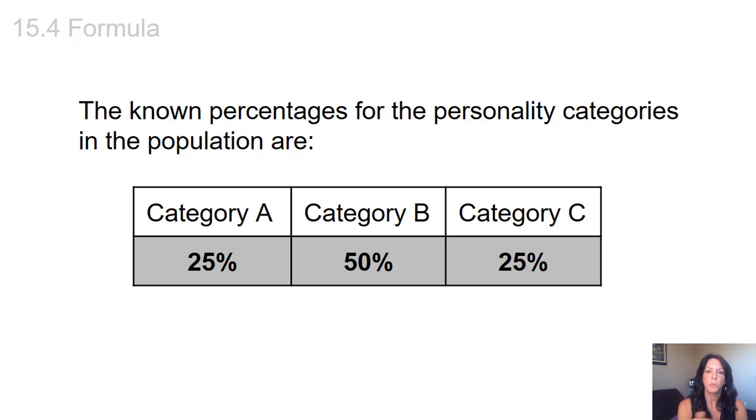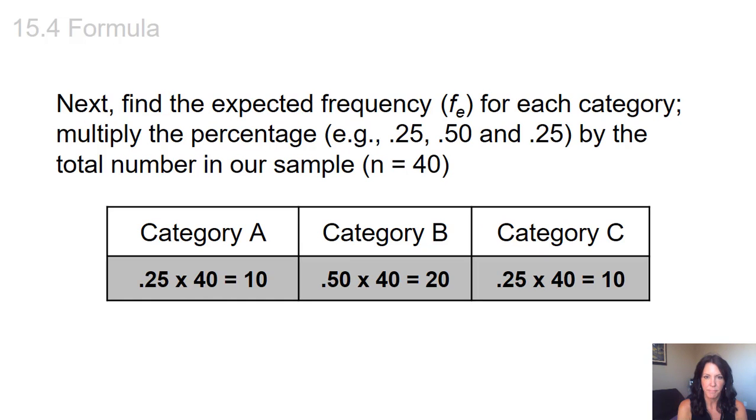When we know those percentages, we can figure out the expected frequencies. So all we do to find the expected frequencies in this no difference hypothesis is take the total n of our sample, and for each category, multiply it by the percentage in the population. So if there's 25% in the population in category A, then 25% of our little sample of 40 should be 10. If there are 50% in category B in the population, then 50% of our little sample of 40 would be 20. This is the expected frequency.